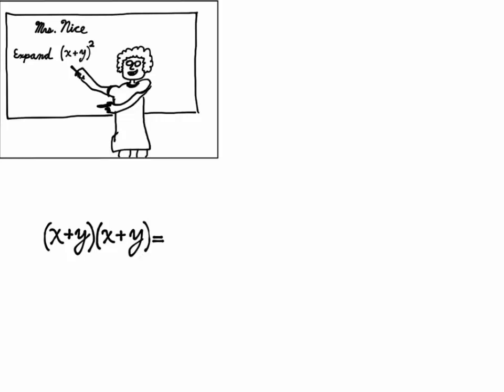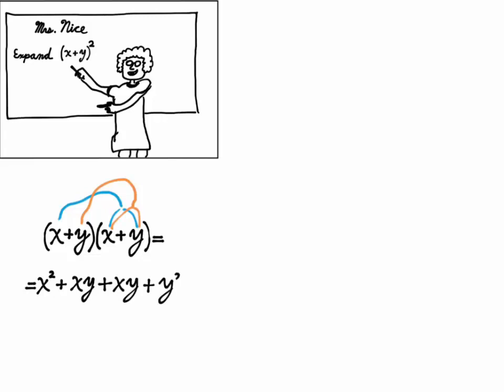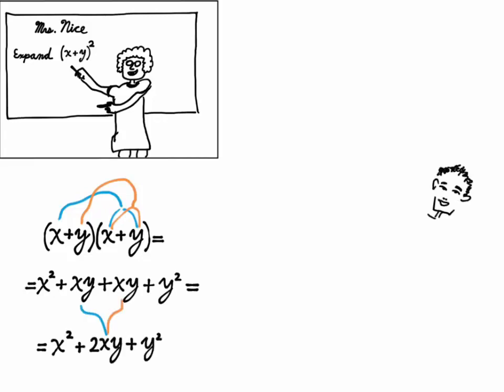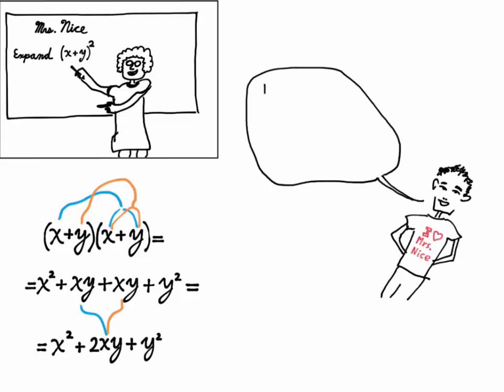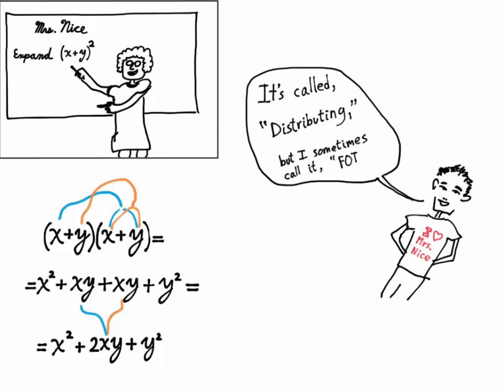So the first term in the first factor, x, gets distributed to both terms in the second factor, giving you x^2 + xy. And then the second term also gets distributed to both terms in the second factor, giving you xy + y^2. And then you combine the like terms in the usual way, and you get the familiar answer x^2 + 2xy + y^2.